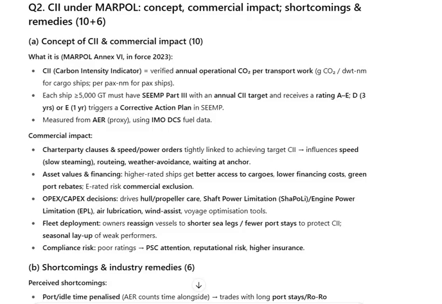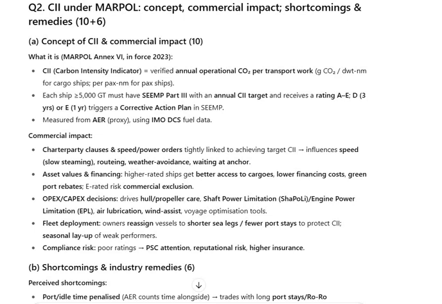Commercial impact: charter party clauses and speed power orders are tightly linked to achieving the target CII, influencing speed, routing, weather avoidance, and waiting at anchorage. Asset values and financing: higher rated ships get better access to cargoes, lower financing costs, green port rebates, while E-rated ships face risk of commercial exclusion. OPEX and CAPEX decisions drive hull and propeller care, shaft power limitation, that is ShaPoLi, engine power limitation, EPL, air lubrication, wind assist and voyage optimization tools.